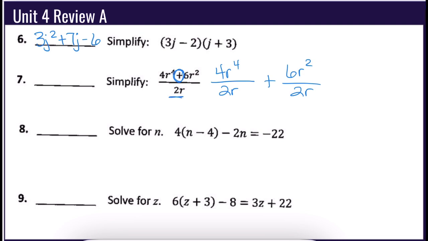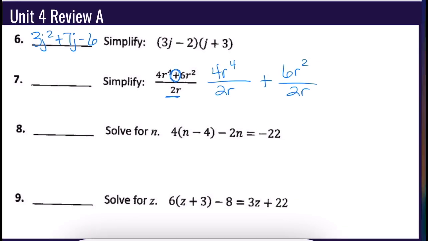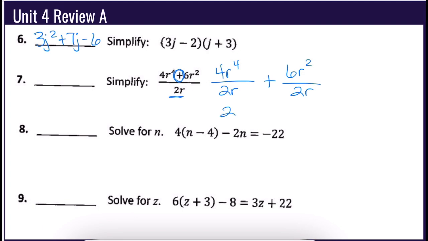So now I can do some simplifying. I know that 4 divided by 2 is just 2. And r to the 4th divided by r, remember we have that 1 right there, that would be r to the 3rd. Plus 6 divided by 2 would give me 3. And r squared divided by r would just give me an r.